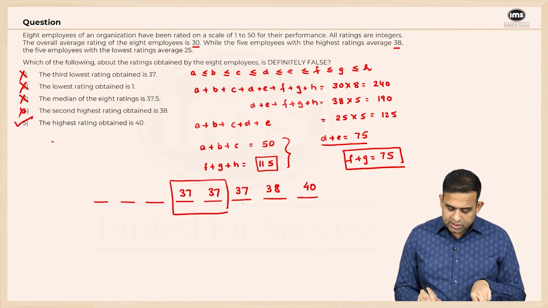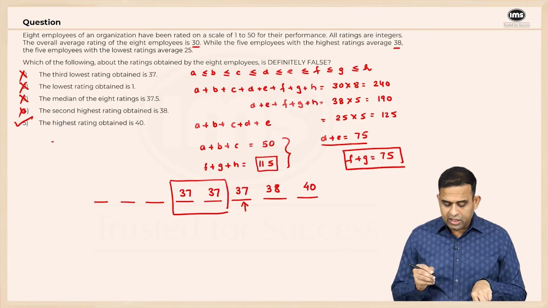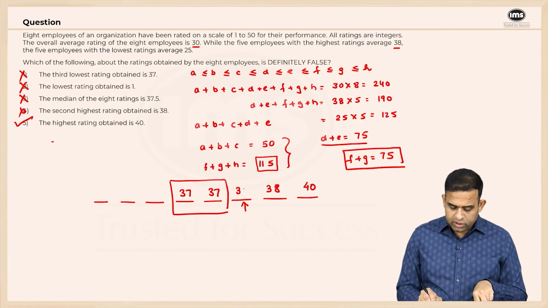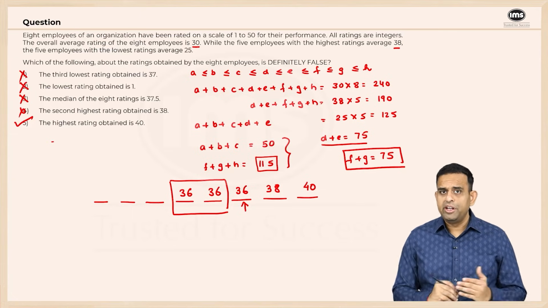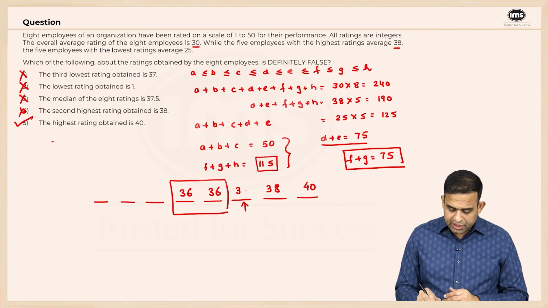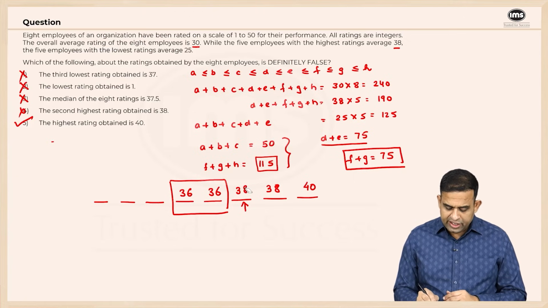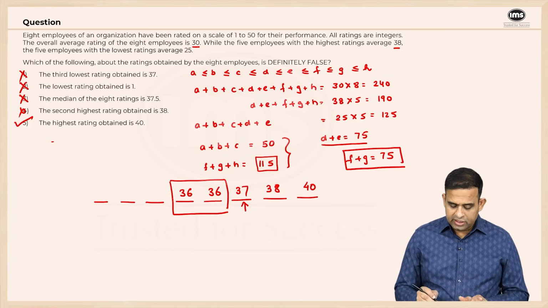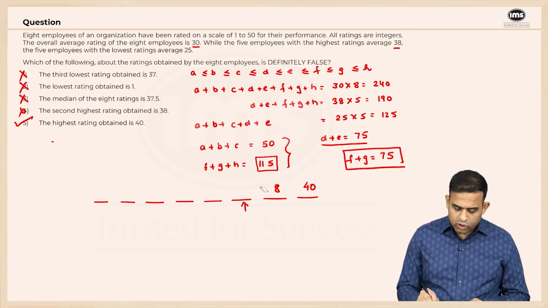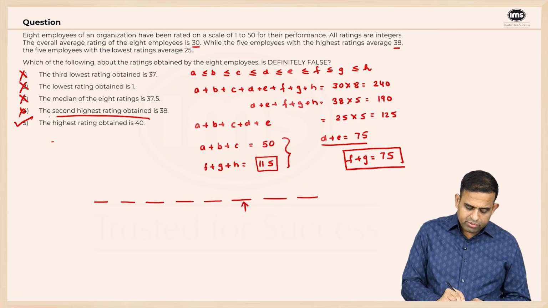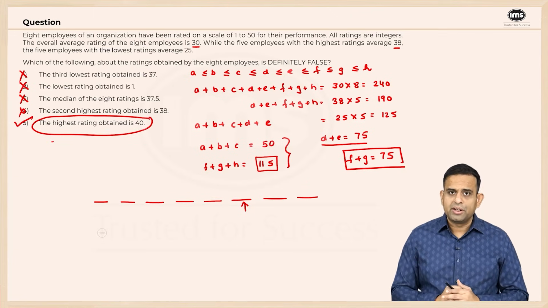What does that mean? This 37 won't work. If this won't work, putting 36 also won't work. In that case, the max I can put will be 72 for d plus e. So if this was 38, this is going to work fine. But if the third highest becomes 37, that's going to be a problem. That is why if you look at number 5, it is not going to be possible. And that's why number 5 is going to be the answer for this particular question.